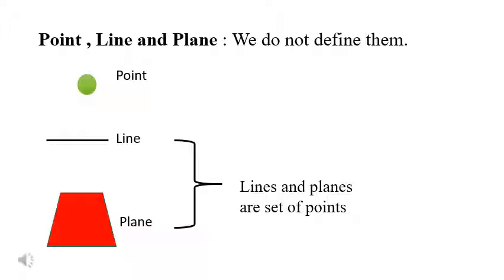Now we learn the basic concepts of geometry, which include point, line and plane. We all have learned about numbers. Now, as we do not define numbers, we cannot define a point, line or a plane. Here we have depicted how a point, a line and a plane look. A line and a plane are nothing but sets of points.